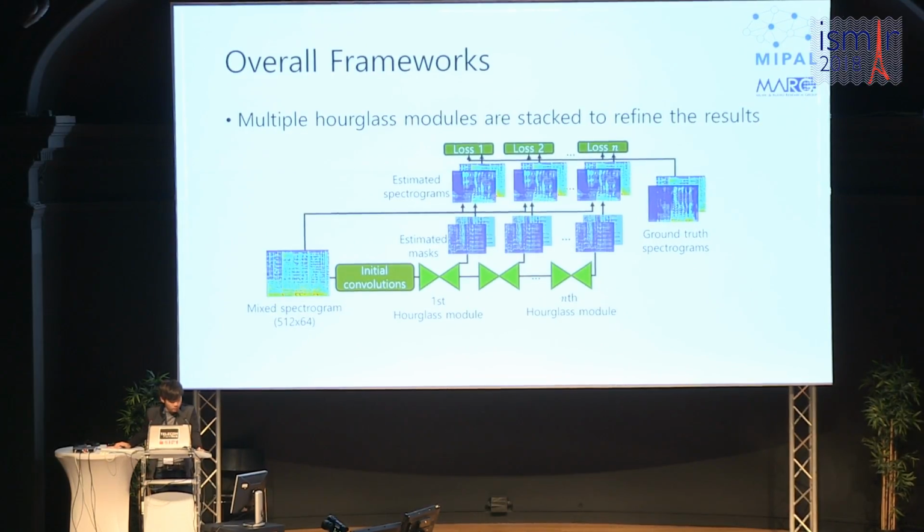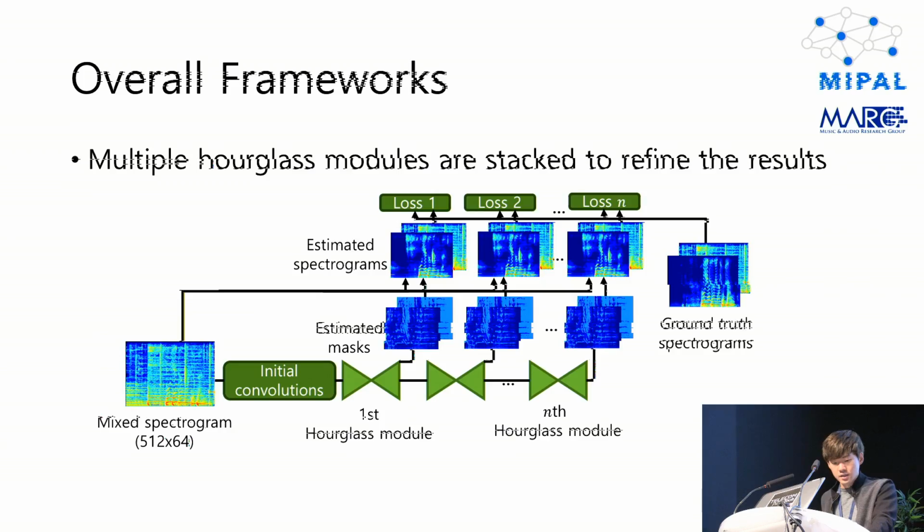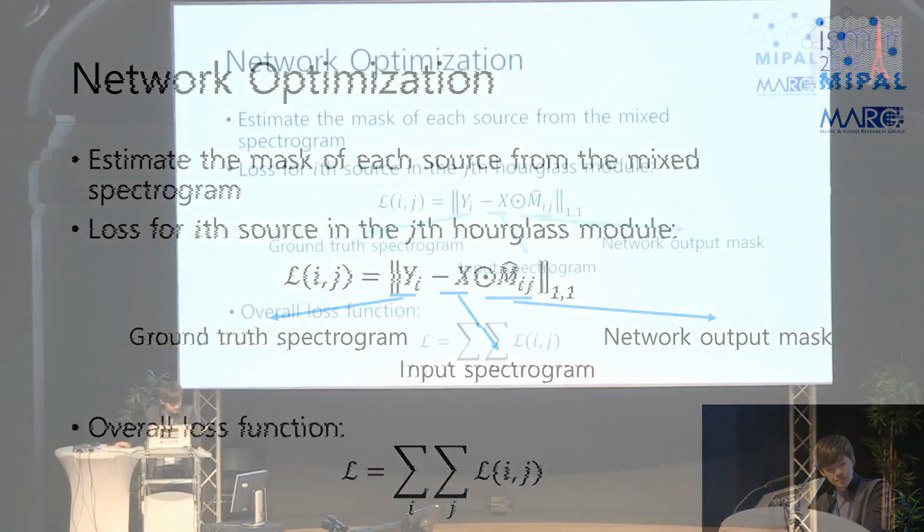Here's the overall framework of our source separation system. Input is the spectrogram of the mixed source, and the network outputs estimated masks for each source. The masks are multiplied with the input spectrogram to generate spectrograms for each source, and the estimated spectrograms are compared to the ground truth to minimize the loss functions.